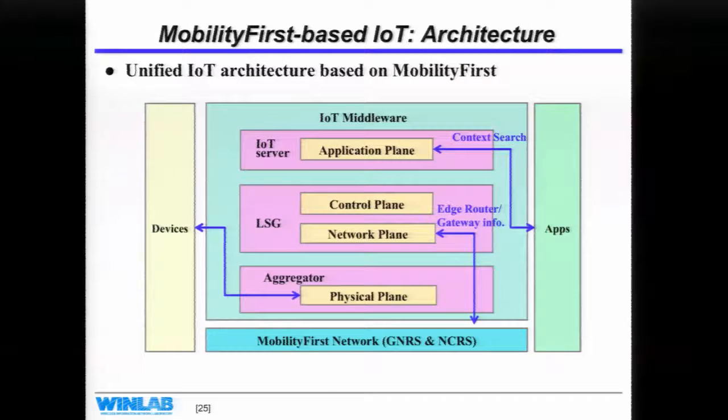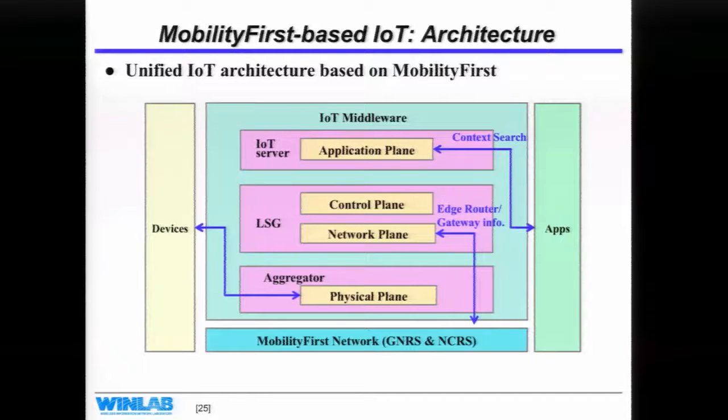The bottom layer is the aggregator, which provides sensor abstraction to hide heterogeneous IoT hardware from the upper layer applications. It also provides a single interface for data query and subscription. In the middle, we have LSG, Local Service Gateway, which connects the local IoT systems to the global internet. It also provides some basic functions, such as name resolution, key management, and context processing.